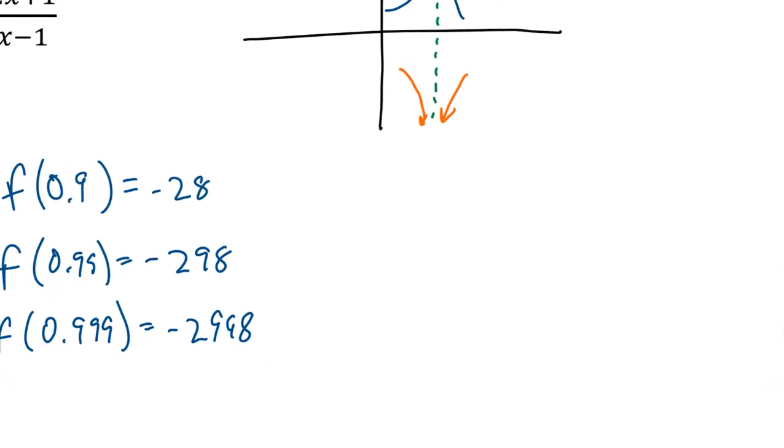So how do we write this? We say as x approaches 1, and careful, this is new, and that means from the left.